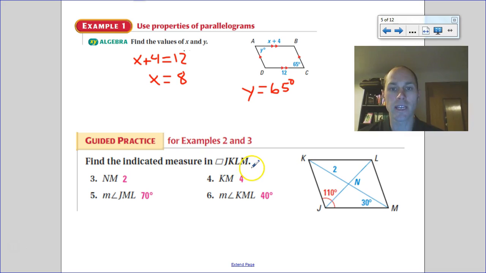Okay, so in parallelogram JKLM, we know NM is 2, because KN is 2 and diagonals bisect each other. KM would then be 4, since it's the full length. Angle JML would be 70 degrees, because this angle here is 110, and we know angle JML would be supplementary with that, so that leaves only 70 degrees remaining for that whole angle. And then KML, this angle here, would be 40, because 70 minus 30 is 40.